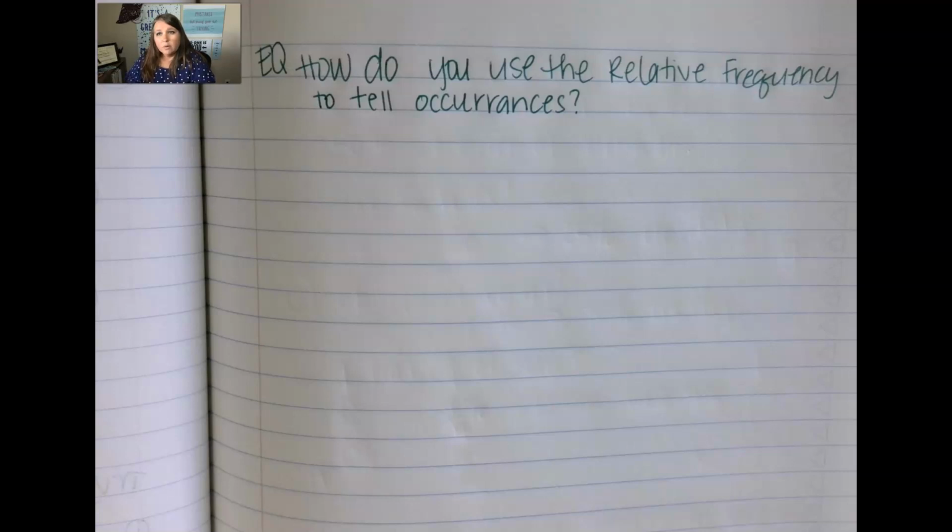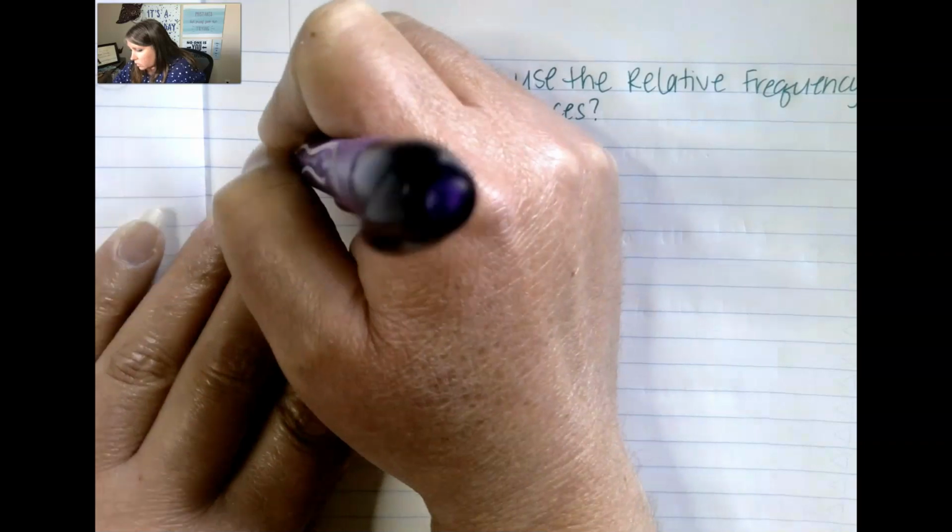Everyone. Today we are going to be talking about relative frequencies and how to use relative frequency to tell how often an event is going to occur. So first we need to know, well, what is relative frequency? Because that's kind of just a weird word.